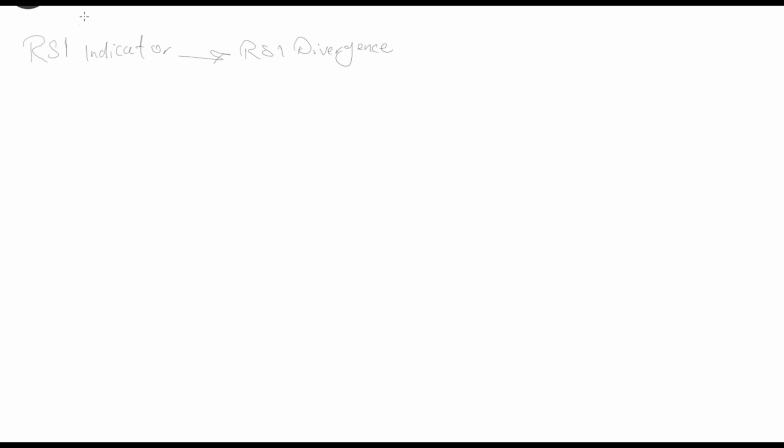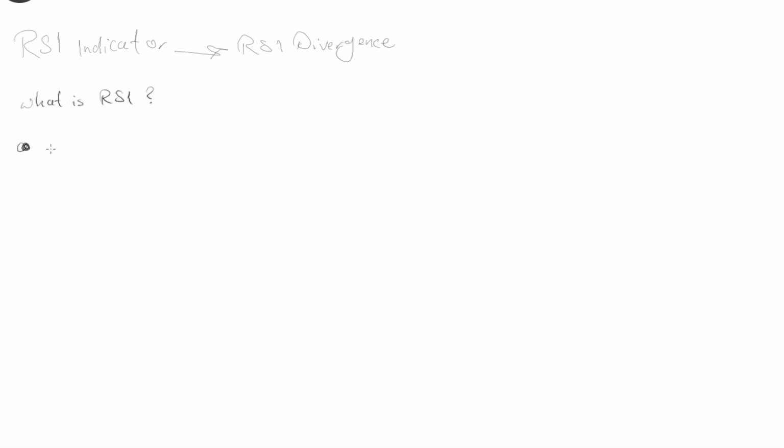So first things first, what exactly is the RSI indicator? Well, put it simply, the RSI is a momentum oscillator that measures the speed and change of price movement. It oscillates between 0 and 100 and is typically used to identify overbought or oversold conditions in the market. And it doesn't matter if it's crypto or forex.